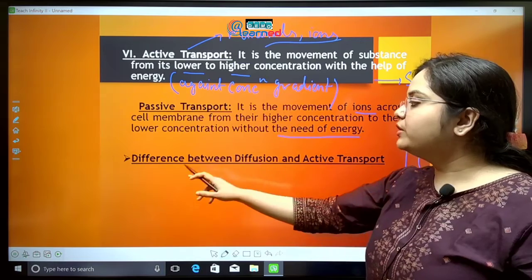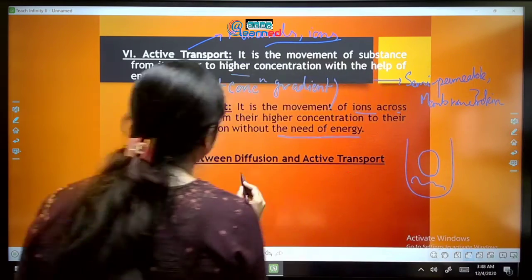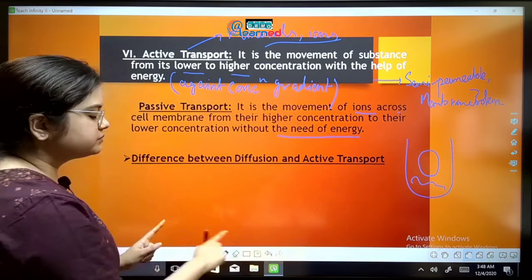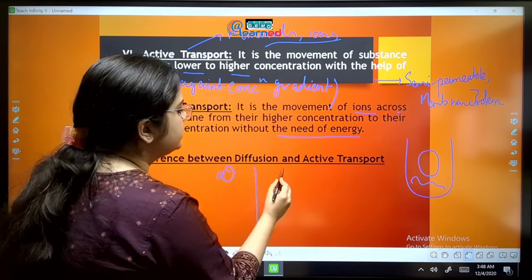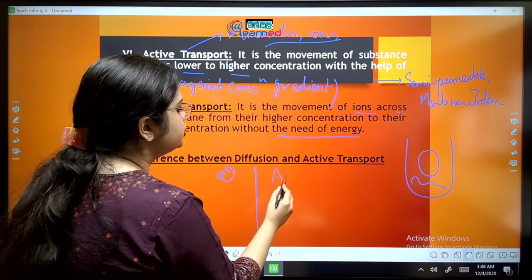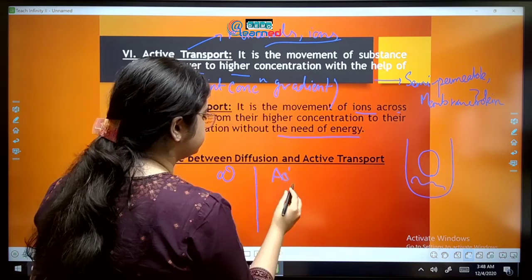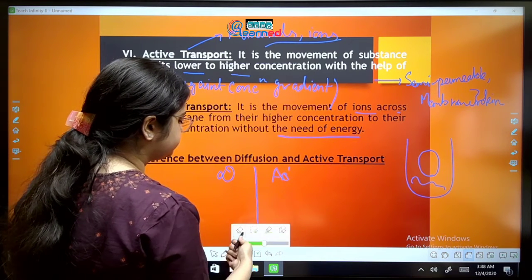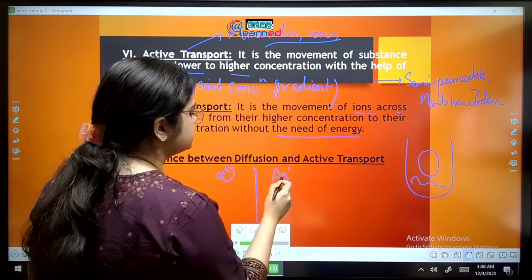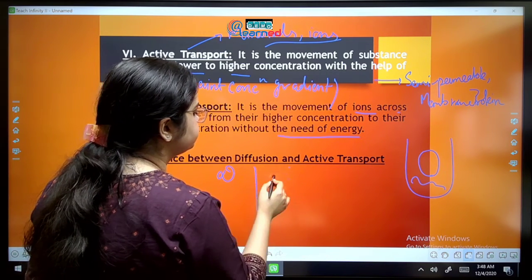Now we talk about the difference between diffusion and active transport. Again, we will make a chart, we will make two columns, actually three. One will have diffusion in it, one will have active transport. Wait, let me write it nicely.